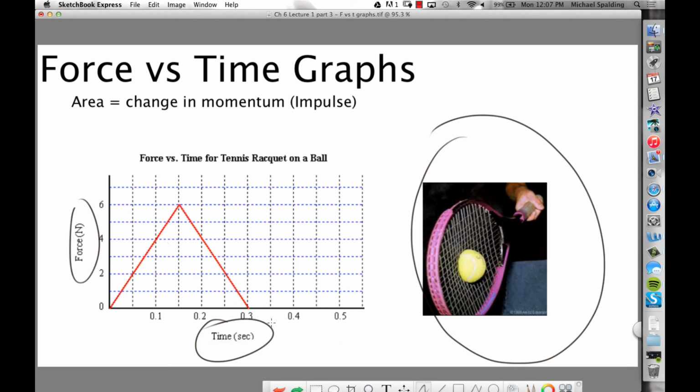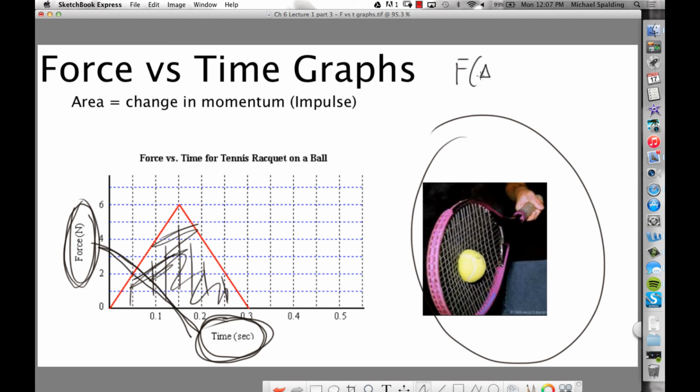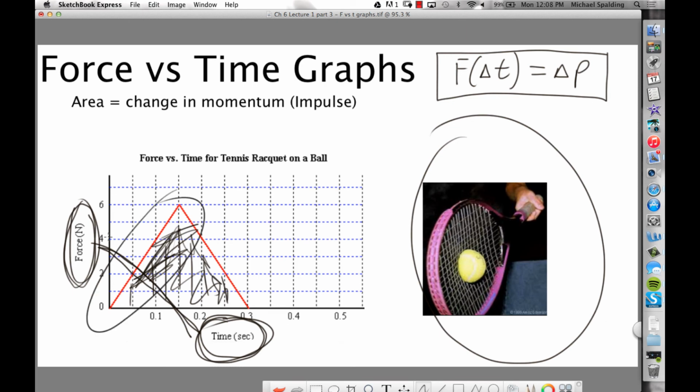Now, if you take the area under a force versus time graph, what would the area be? Well, how do you calculate area? You go base times height, right? So notice that you're multiplying force by time. What is force multiplied by time? We just did it. It's not momentum, it is change in momentum. It's the change in the momentum, which is the impulse. Area under a force time graph, when you look at what you're doing, it works out to be change in momentum. And the slope of this graph is nothing. It's not going to help you at all. The only important thing on a force versus time graph is the area.